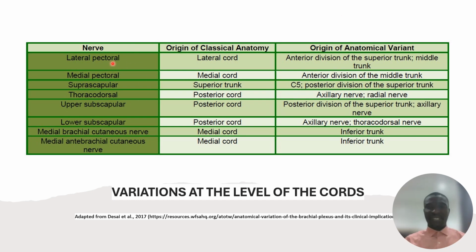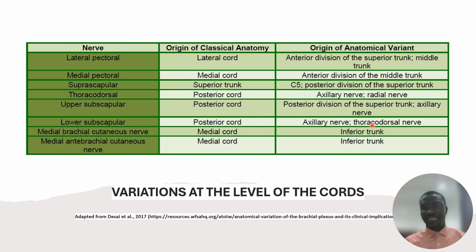So you can appreciate from this table the lateral pectoral nerve, which is a terminal branch of the lateral cord. Sometimes you have it originating from the anterior divisions of the superior trunk and the middle trunk. Same for the middle pectoral nerve. You also have it sometimes coming from the anterior division of the middle trunk, just like I explained in the former slide. Then you also have the suprascapular nerve that comes normally from the superior trunk. Sometimes you have it coming from the posterior division of the superior trunk. And then you have the thoracodorsal and the upper subscapular, which come from the posterior cord, and also the lower subscapular coming from the posterior trunk.